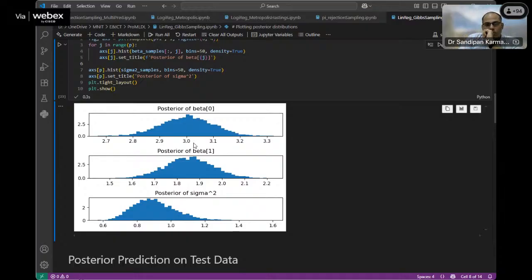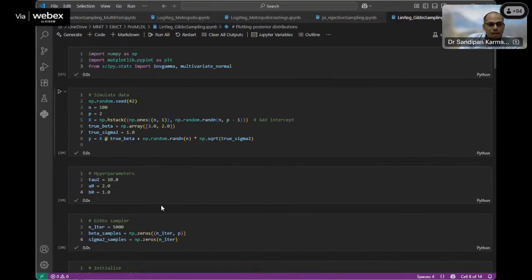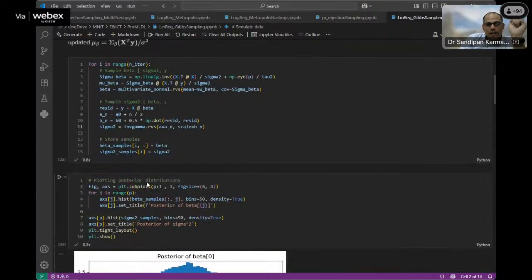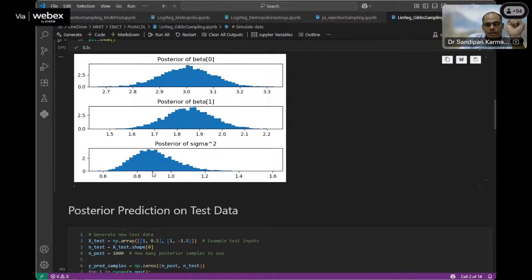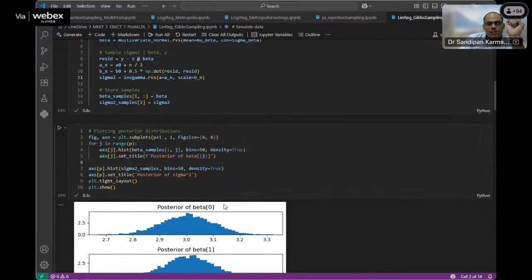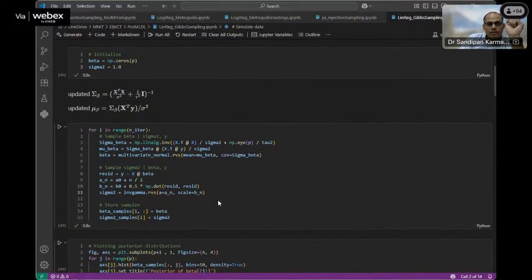So beta 1 is coming very nicely, that is coming as 3. But beta 2 is not that good. The mean is at around 1.85, right? It should have been 2.0. And sigma, we assumed sigma is 1, and here our sigma is coming as around 0.9.